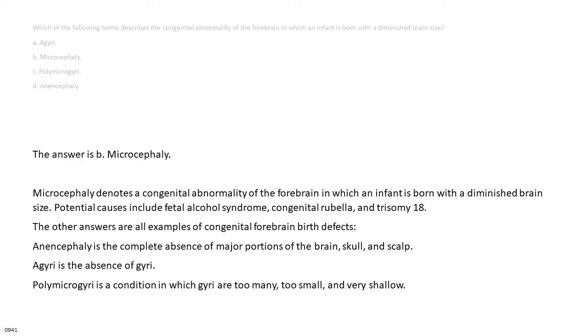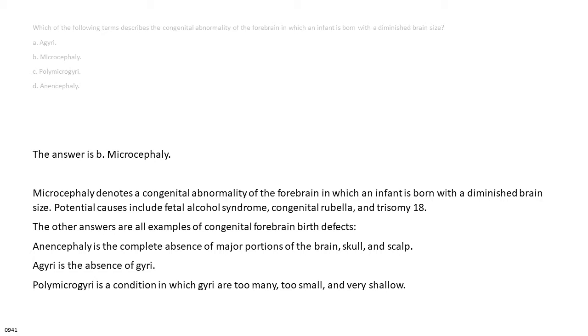The answer is B. Microcephaly. Microcephaly denotes a congenital abnormality of the forebrain in which an infant is born with a diminished brain size. Potential causes include fetal alcohol syndrome, congenital rubella, and trisomy 18. The other answers are all examples of congenital forebrain birth defects.